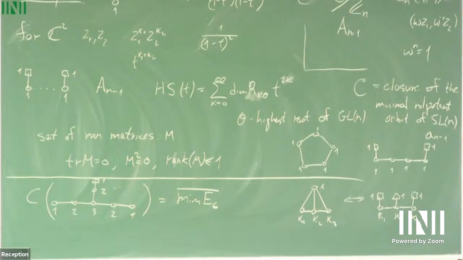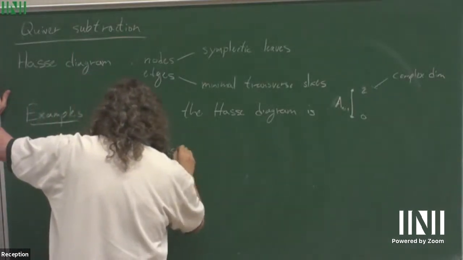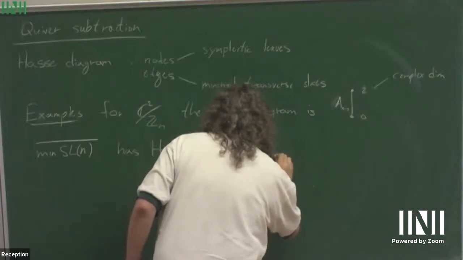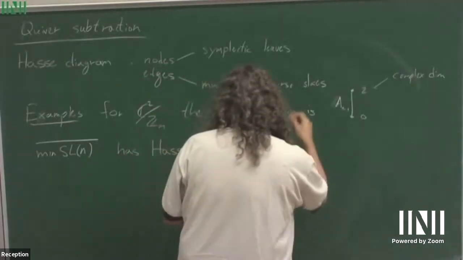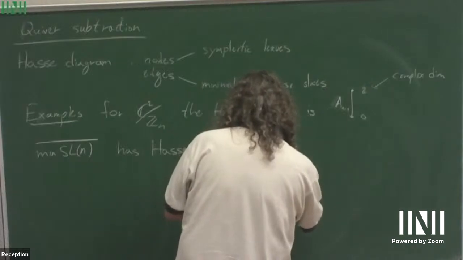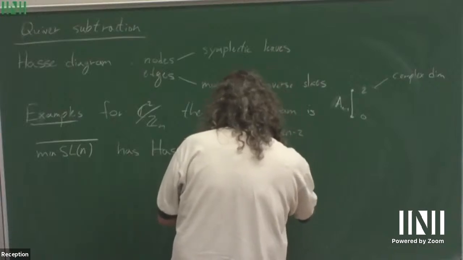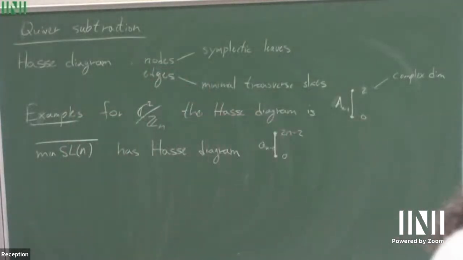The minimal orbit. So the SLn closure has leaves: the trivial, the origin, and anything else. It's in one leaf. Dimensions are 0 and 2n minus 2. The line is the closure.